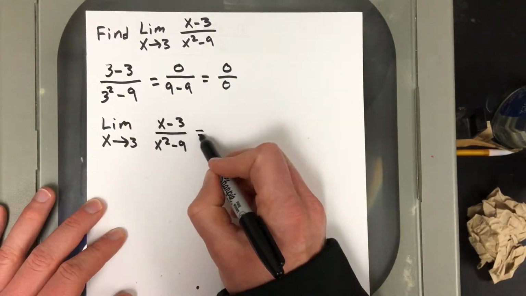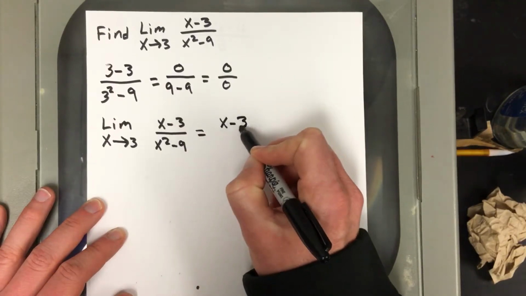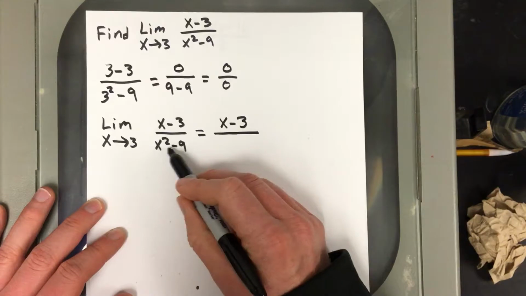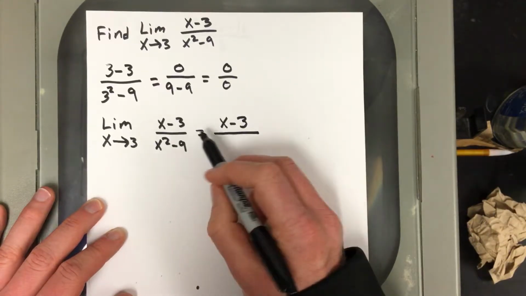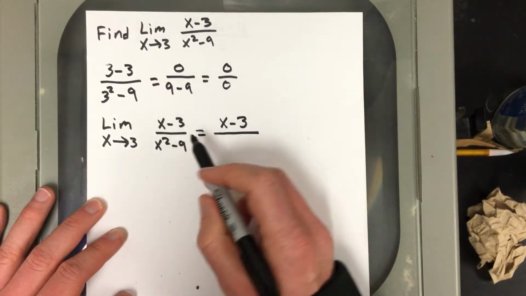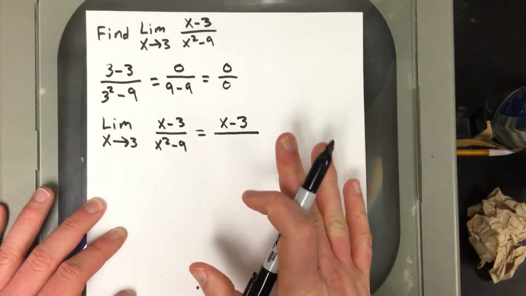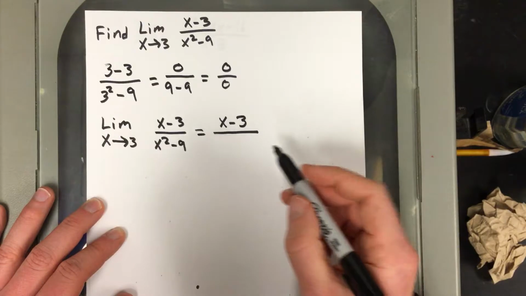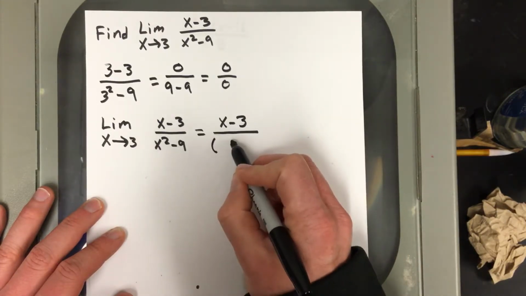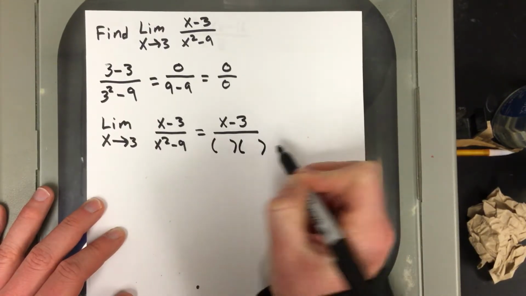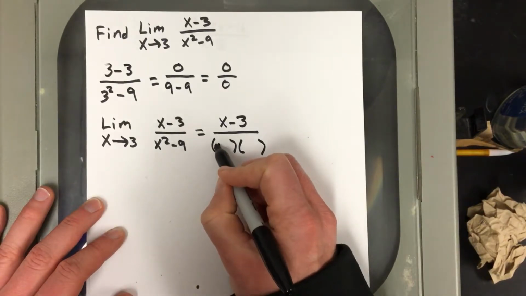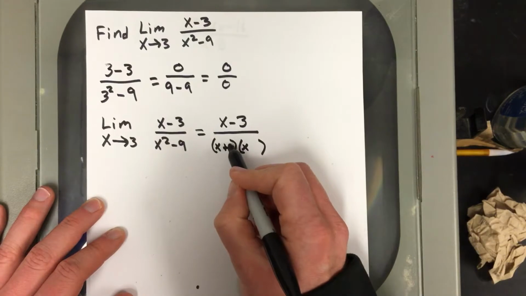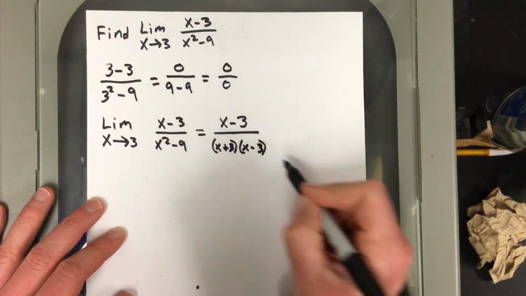So this is really equal to x minus 3 over x squared minus 9, and I can break that up. This is a perfect square. I know that because of this whole minus 9 thing. Or sorry, I lied. It's not a perfect square, but I can factor it. So what I need to do is break this down into two binomials. So I'm going to split this up as x, and then use plus 3 and minus 3 here.